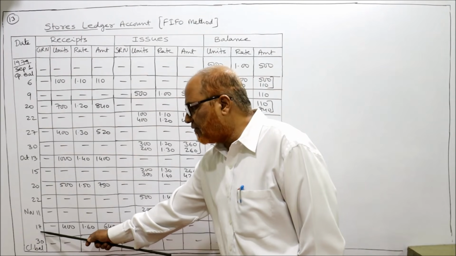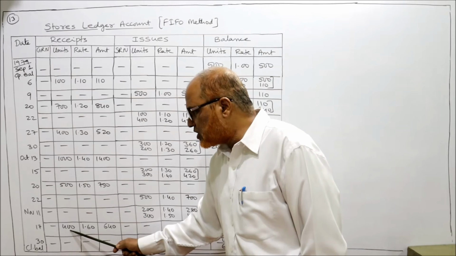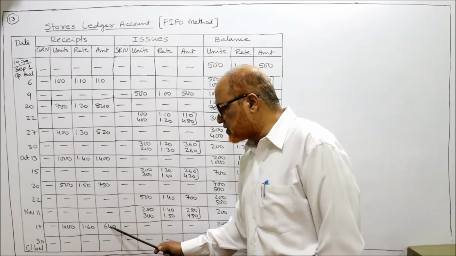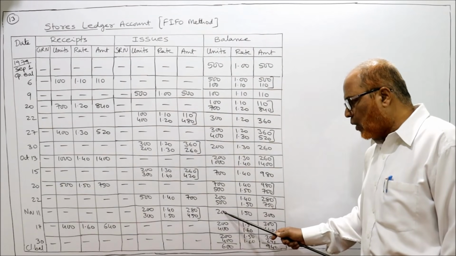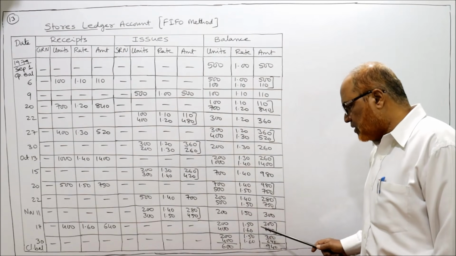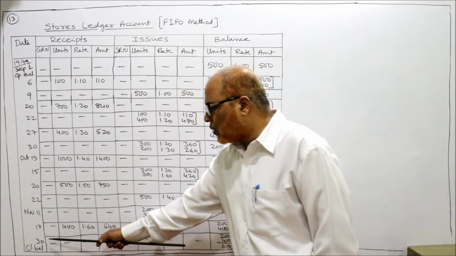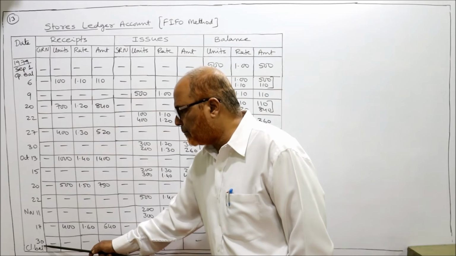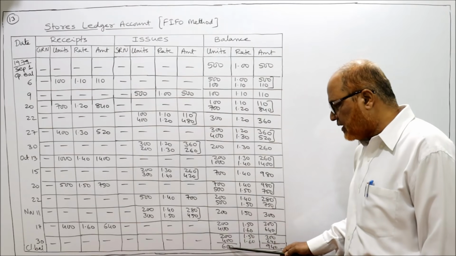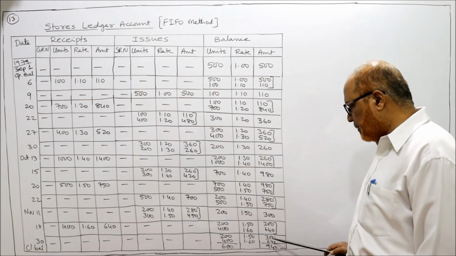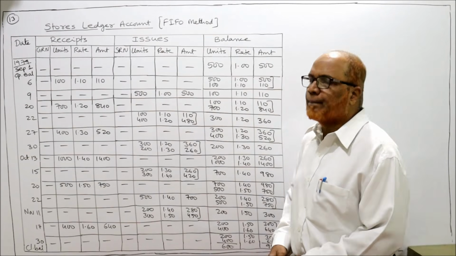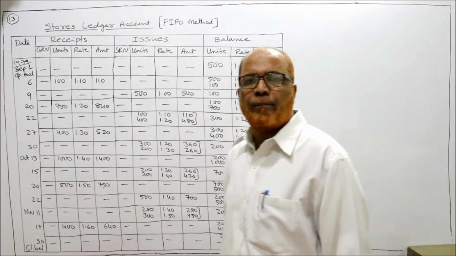Now 17th November there is a purchase of 400 units at 1.60. So 400 into 1.6, 640. Now we have two balances. Old balance 200 at 1.50, new balance 400 at 1.60, so 640. So ultimately the closing balance on 30th November is 200 plus 400, 600 units, and 300 plus 640, 940 rupees. This is the store's ledger according to the FIFO method.